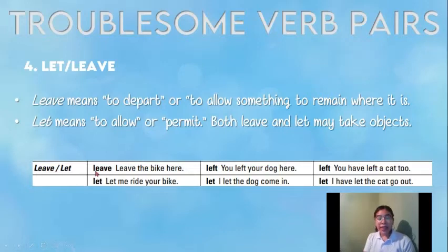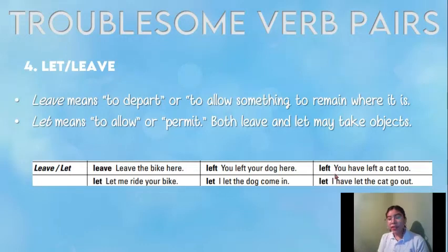We have leave and let. Leave in present: leave the bike there. Do not move the bike. Left in past: you left your dog here. It means that the dog didn't move, the dog remained there in that place. And left: you have left a cat too. This one is in past participle, so it means that on previous occasions that person has left that cat in that place before.